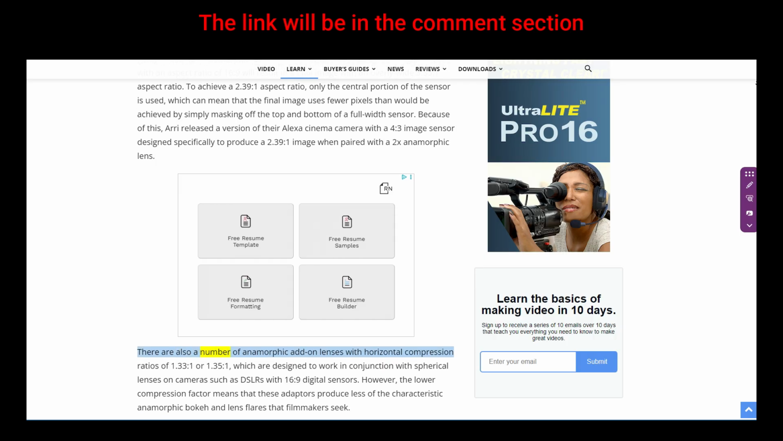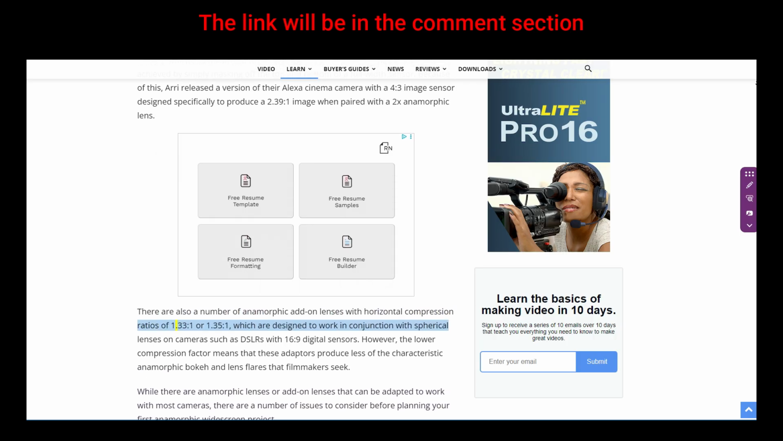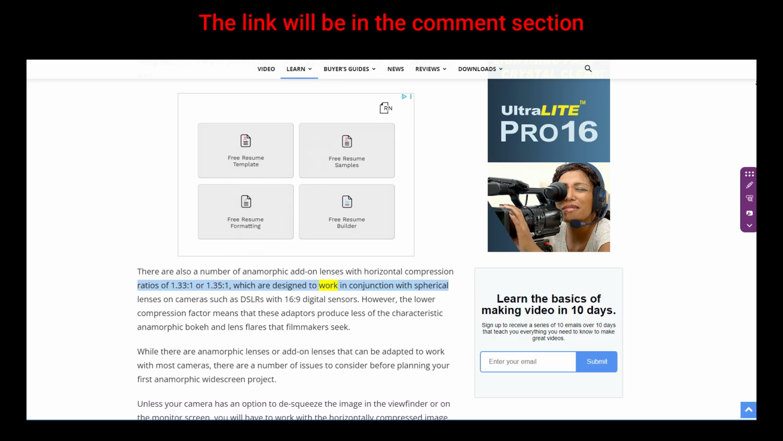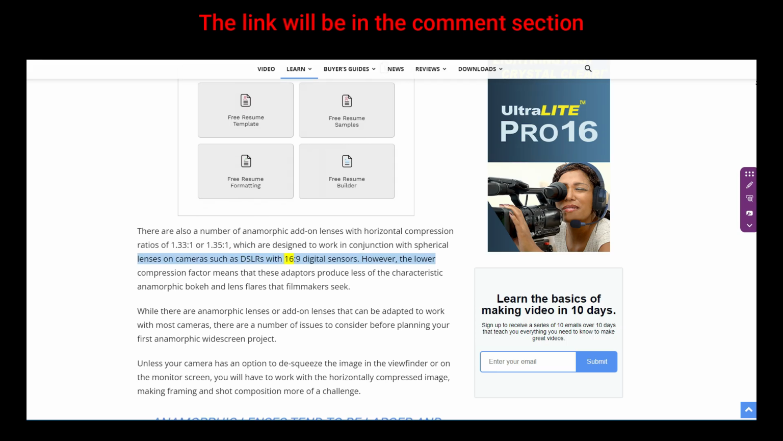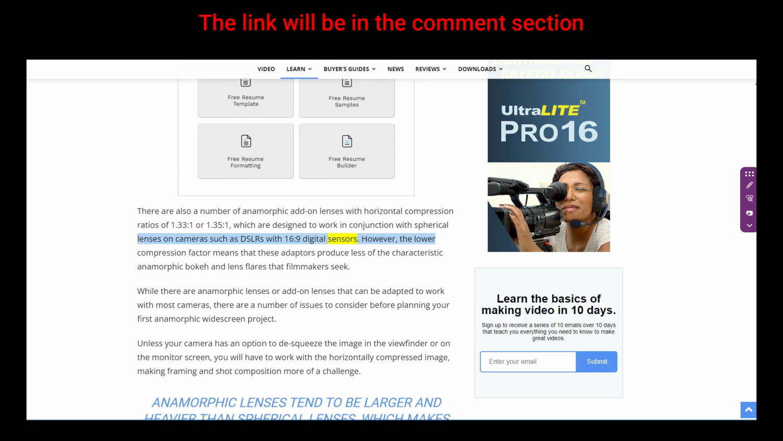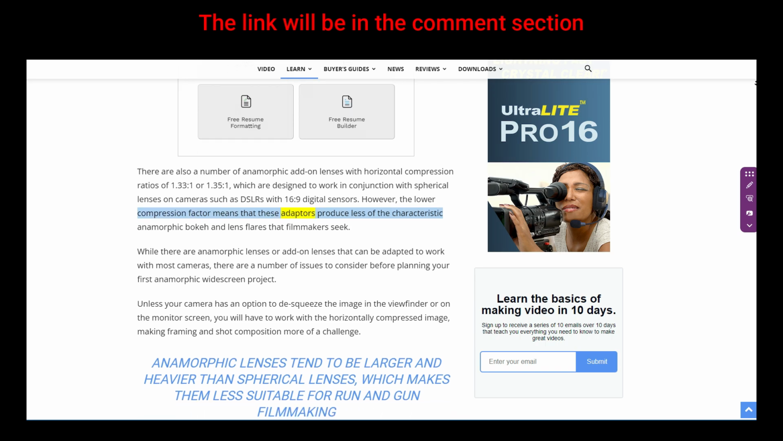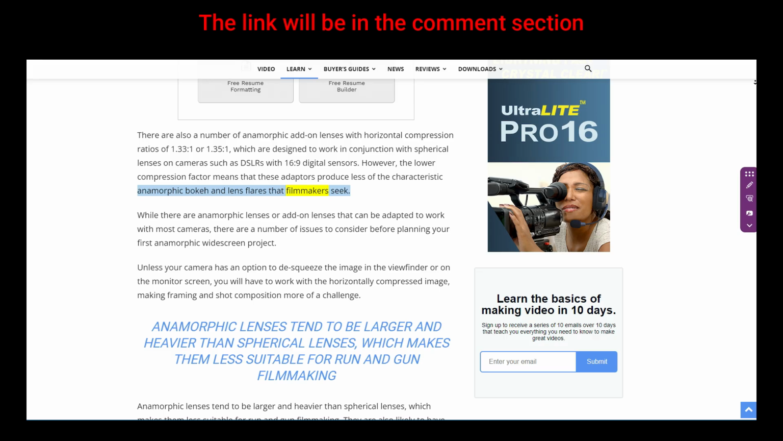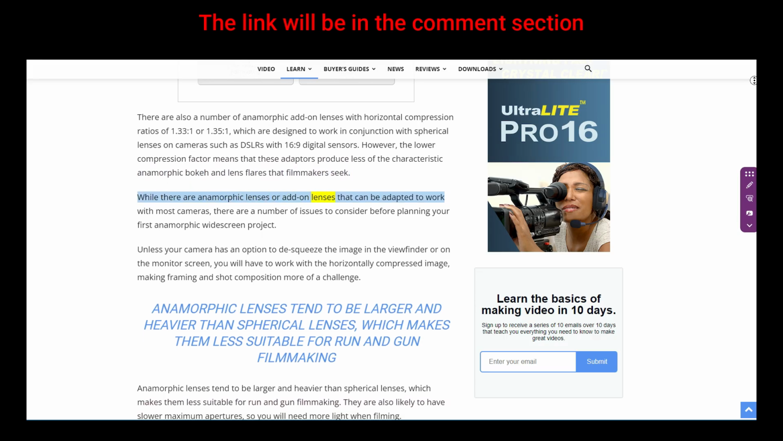There are also a number of anamorphic add-on lenses with horizontal compression ratios of 1.33:1 or 1.35:1, which are designed to work in conjunction with spherical lenses on cameras such as DSLRs with 16:9 digital sensors. However, the lower compression factor means that these adapters produce less of the characteristic anamorphic bokeh and lens flares that filmmakers seek.